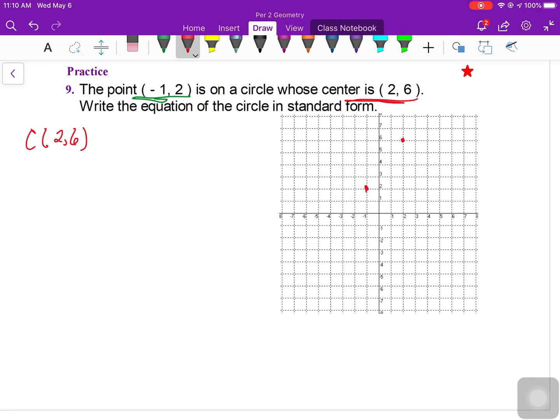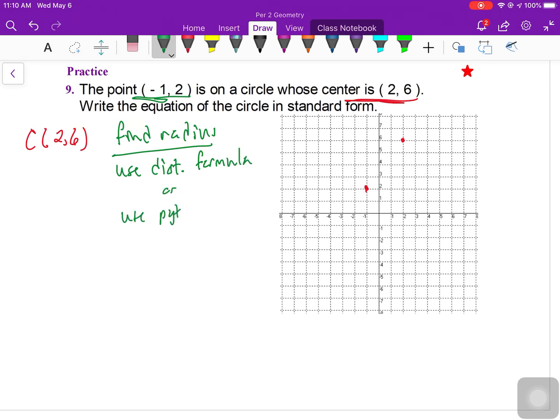So -1, 2 would be left 1 and up 1, 2. Before we can write the equation, we need to find the radius. And to find the radius, we can either use the distance formula, we've done one like that, or use the Pythagorean theorem.